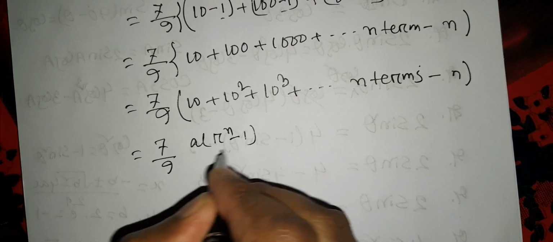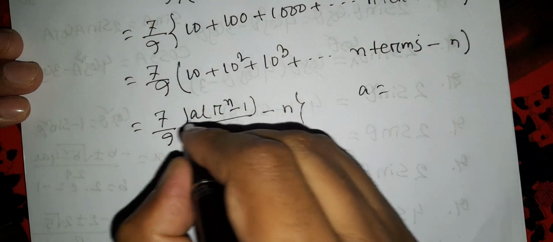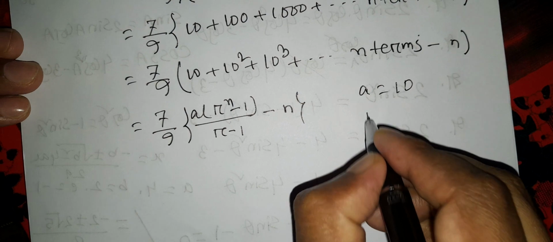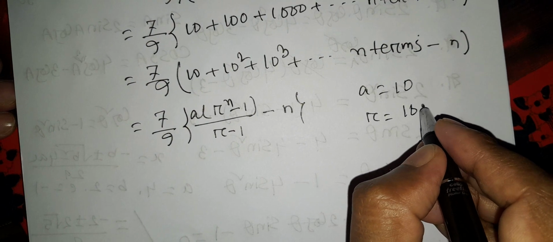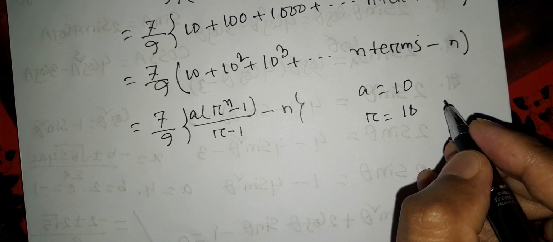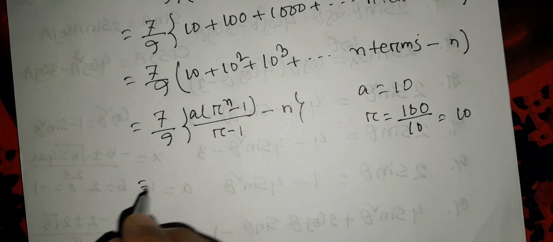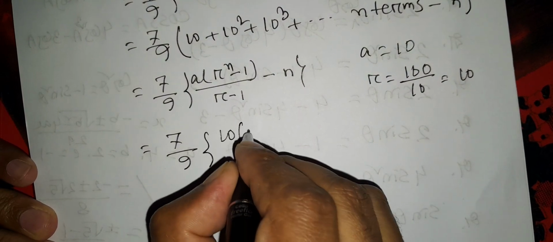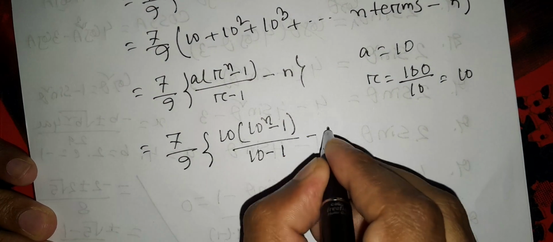Here we use a formula that we know: a times (r to the power n minus 1) by (r minus 1), minus n. Here a equal to 10 and r equal to the ratio of the second term by the first term, 100 by 10 equal to 10. So we can write 7 by 9 times 10 times (10 to the power n minus 1) by (10 minus 1), minus n.